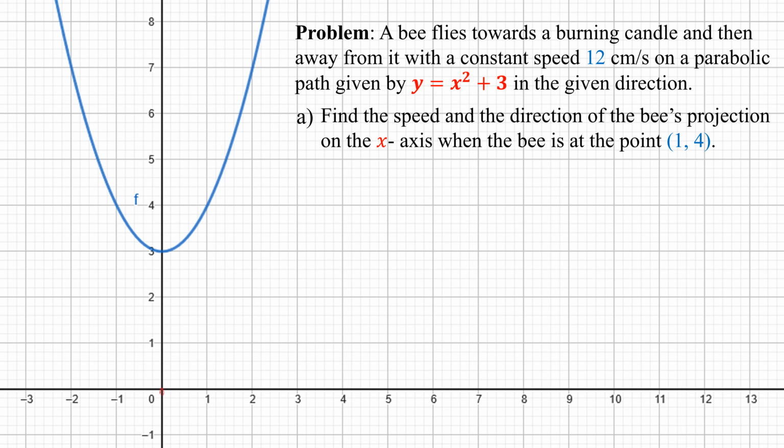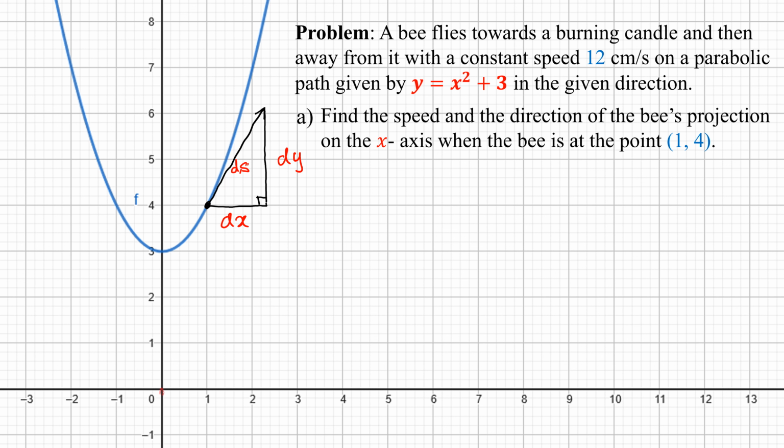What we're going to do is draw the tangent line at the point (1, 4), and then we can draw this small triangle. When you draw this triangle, I'm going to call the length of the tangent part ds, the length of the x part dx, and the length of the y direction dy. So this is the small triangle for the tangent.